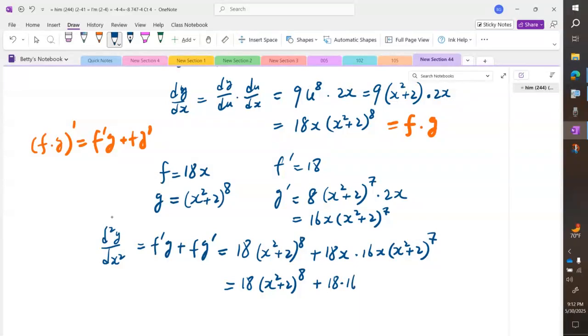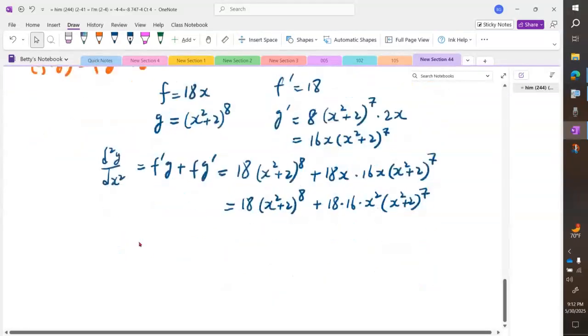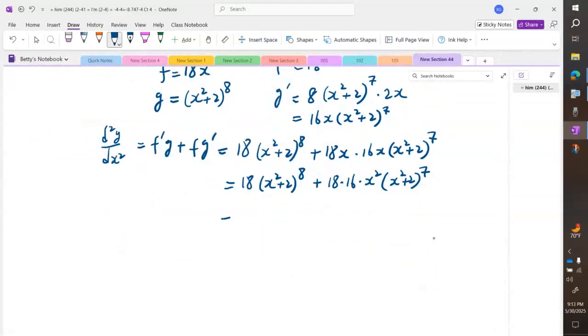18 times 16 times x squared plus 2 to the power of 7. The two parts in this expression have a common factor, 18 times (x squared plus 2) to the power of 7. So we're going to factor that out. In the first part, we have x squared plus 2. Second part, we have 16 x squared. Let me double check. 18 is factored out, and the 7th power is factored out, so 16x squared is the leftover.